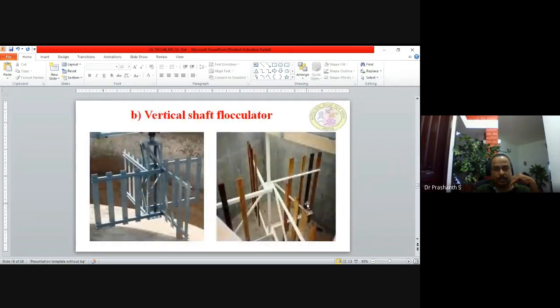Next, the third portion is the flocculator. In the mixing, flash mixers run at high speed. It agitates very well. Once it is done, it is next taken to a flocculating chamber where again the water is mixed very slowly with the help of flocculators for some time. The flocculators may be a horizontal flocculator or a vertical type of flocculator where the motor runs very slowly.